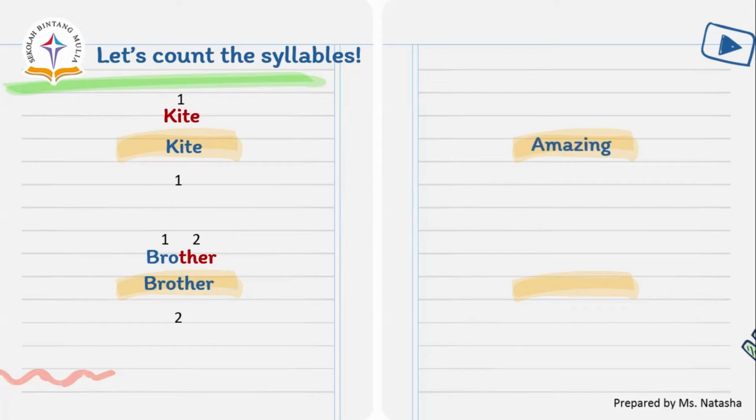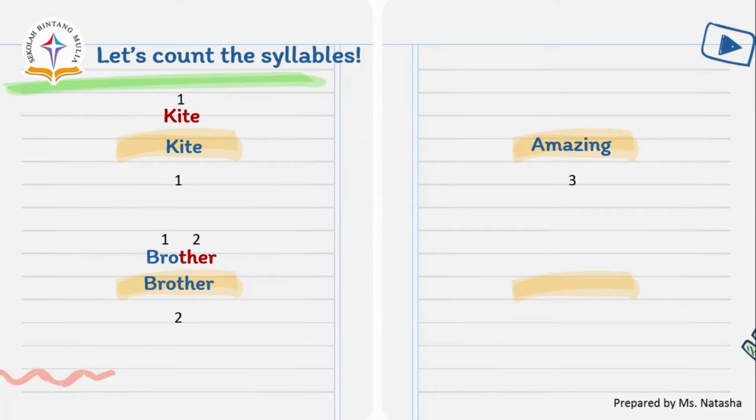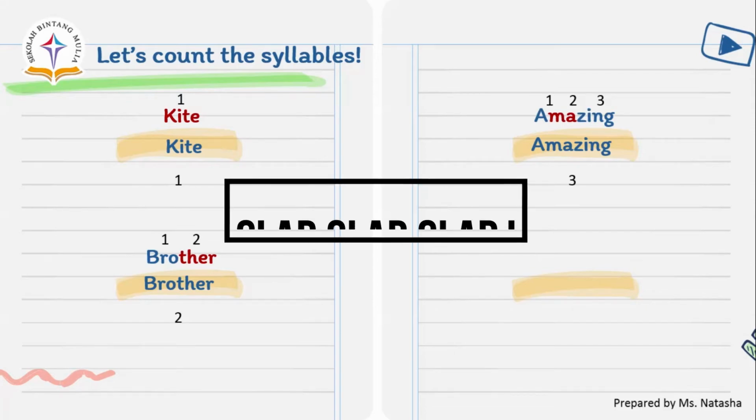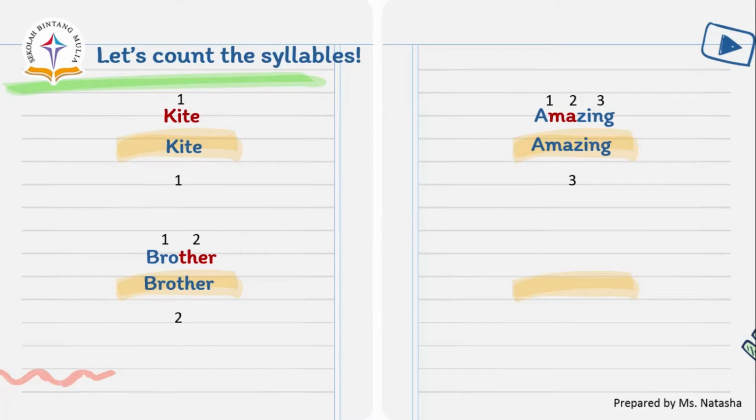Let's try another one. What is this? Yeah, you are amazing. Great job. How many syllables do we have here? Three. Let's count together. Amazing. 1, 2, 3. And where's the stress?